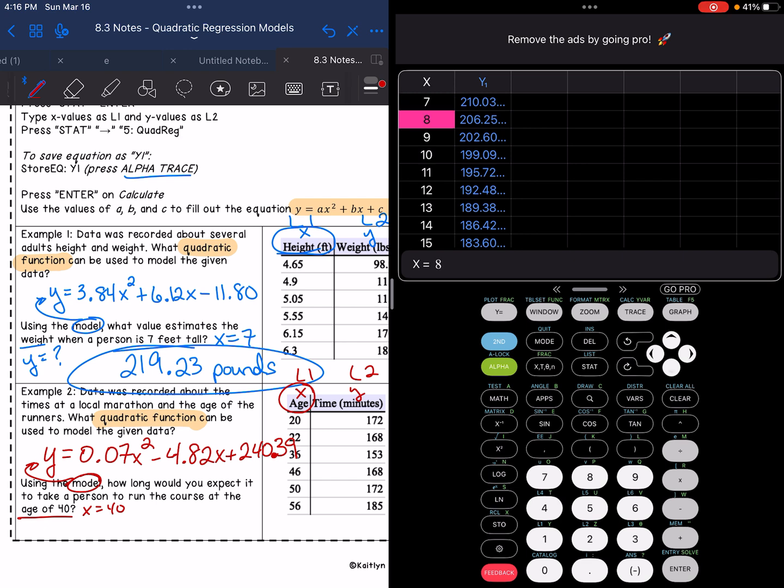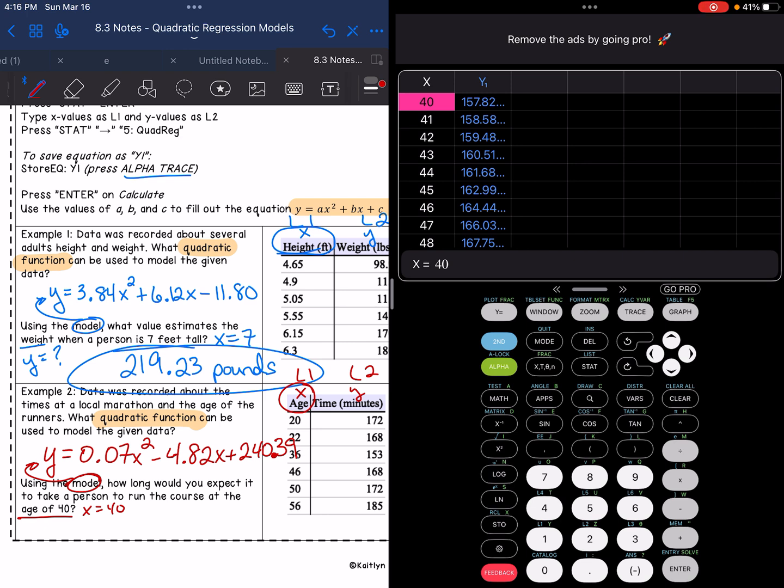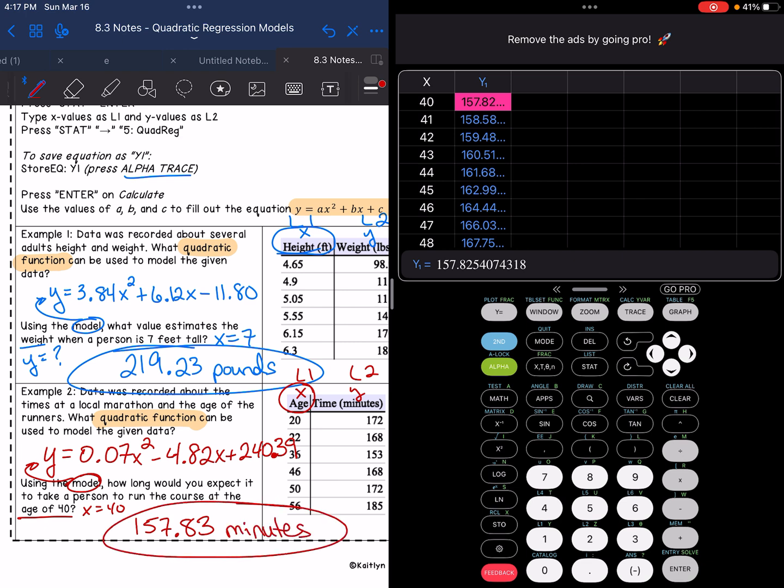Now I can keep going down, down, down until I find it. Another thing you can do is you can press second window. And you see where it says table start. We can tell it to start at 40. And then go back to our table, and boom. And so it says 157.83 minutes. Right? And then once again, I just rounded to the nearest hundredth because it didn't give me any other instructions. Just make sure you're reading your problems. Okay.